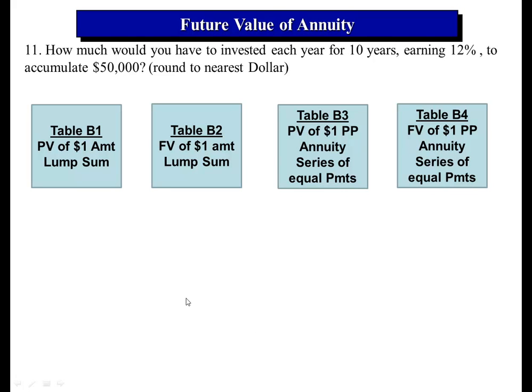And I think that is the end of this lesson. No, there's one more. I'm getting a little jumpy here, aren't I? How much would you have to invest each year for 10 years, earning 12%, to accumulate $50,000?